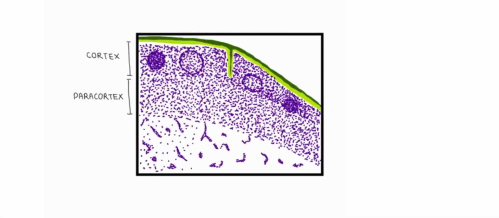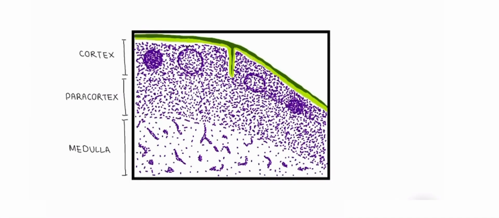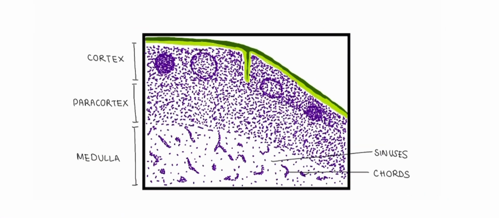Lastly, the innermost part of the lymph node is the medulla. It consists of a network of medullary sinuses which carry the lymph towards the efferent lymphatic vessels. It also contains medullary cords, which are found between the medullary sinuses, and they contain plasma cells and lymphocytes. The medulla is the site of antibody production from plasma cells.